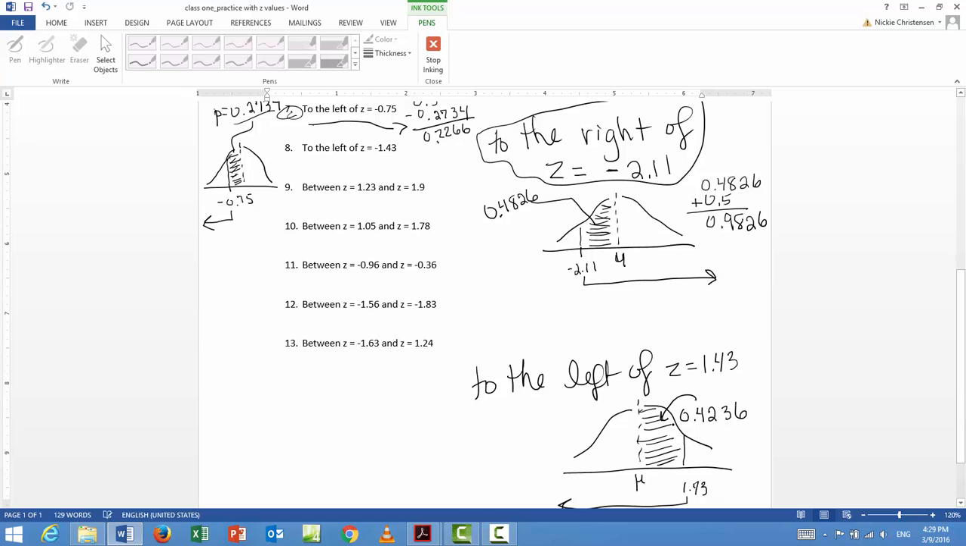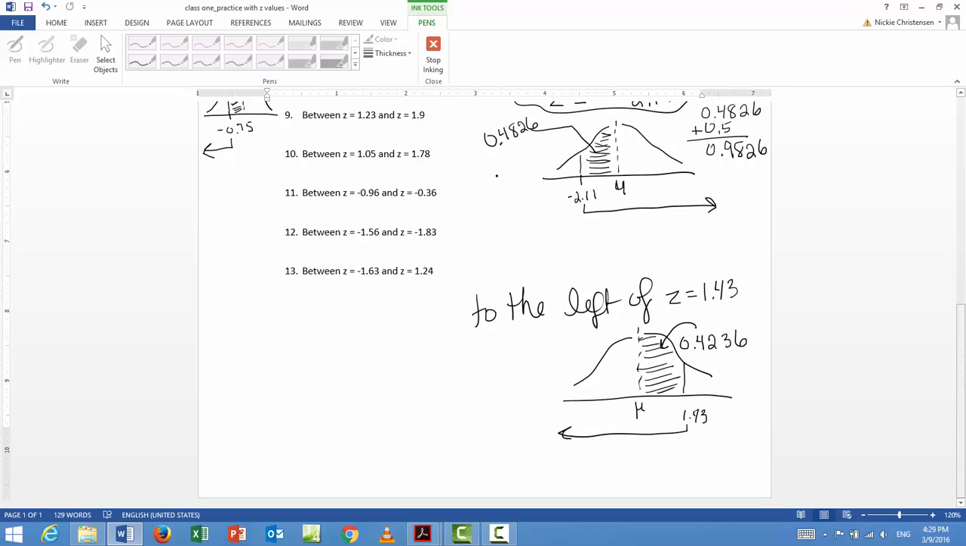So we know that this area that I've shaded is approximately 42% of the area under the curve. Now, the question wants us to find the area to the left of that value. Again, if you understand the characteristics of the curve, it's very logical. We know that this shaded part is 0.4236. The question wants us to find all of this. We know that this half is 0.5, so if we're going to find the whole area to the left of z equals 1.43, we're going to take 0.5 and add it to that p-value. So 0.9236.